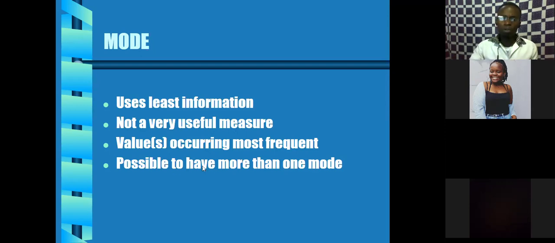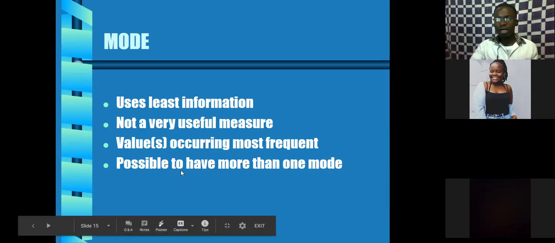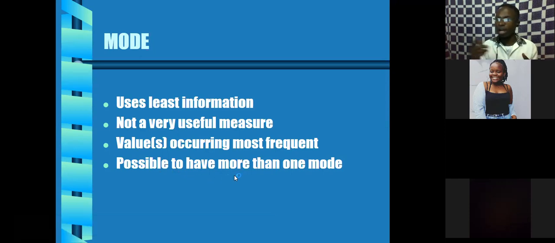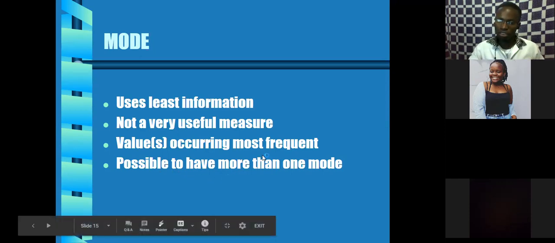Then it is possible to have more than one mode. So let's say, for example, you had 10 students who got 80%, and you also had 10 students who got 65%. And then the other marks, the number of people getting those marks were below 10. So it means that in this case, the most frequently appearing marks are 65 and 80%.